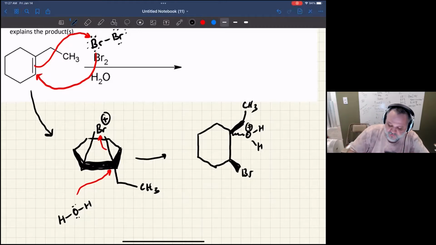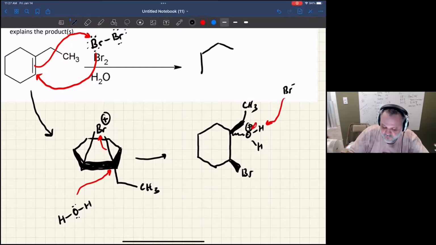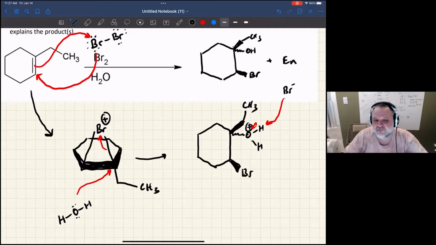But at this point, what we need to do is we need to have something come along, and bromide is fine to deprotonate this water, and then at the end of the day, the product that you form is the OH having added to the more substituted side, and the bromine pointing the opposite direction as the OH. And you could also say that you have the opposite stereo configuration as well. Again, there might be some reasons why that's not as favored as the other one, but it certainly is possible. Okay.